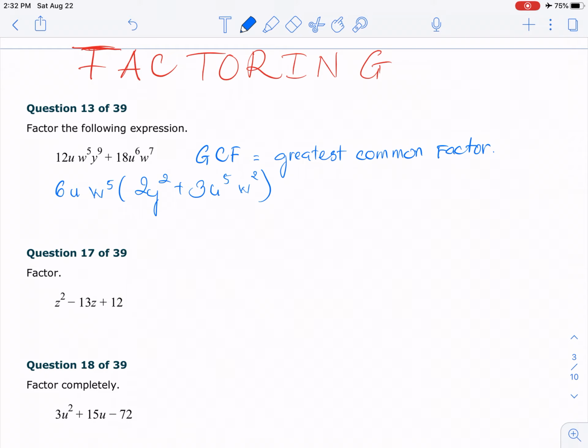Now, for number 17, we don't have the GCF here. So as you can see, A is just 1. So you can just simply pick two numbers. When you multiply, you get 12, and when you add, you get negative 13. So in this case it is negative 1 and negative 12.